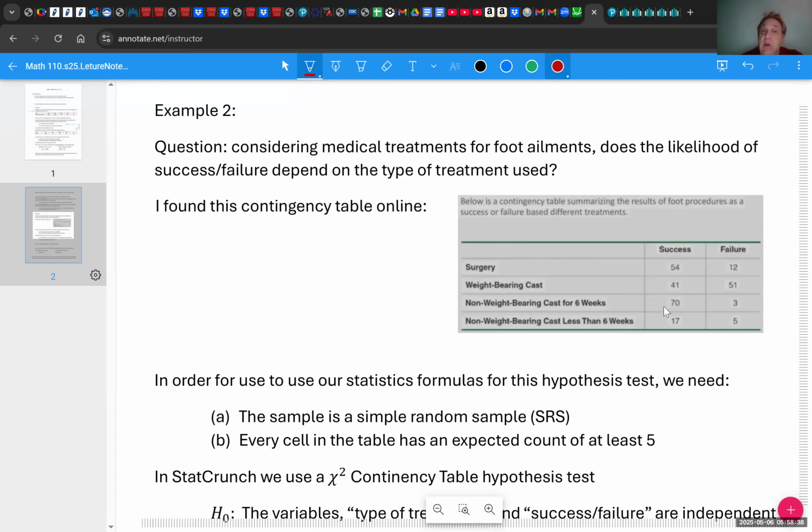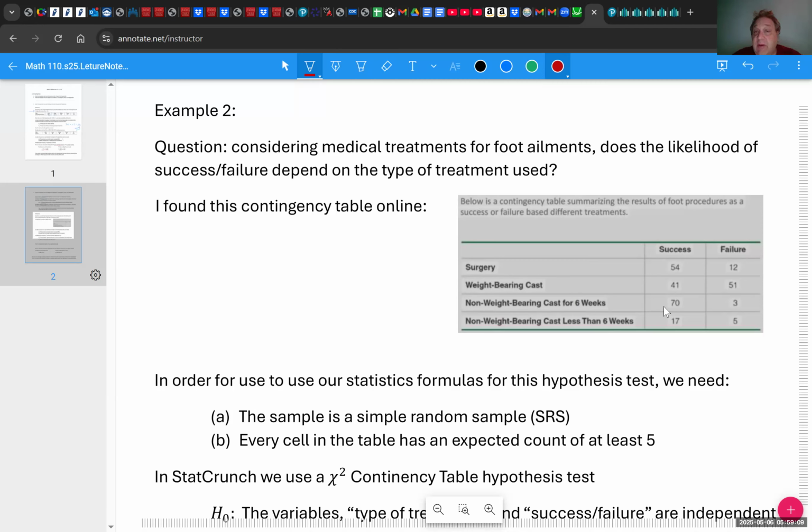And so there's a question I have, for example two: considering medical treatments for foot ailments, does the likelihood of success or failure depend on the type of treatment used? Are there some treatments that are better? In other words, is the success or failure independent of the type of treatment, or does it depend on the type of treatment? So that's what we're trying to see, if they're independent or dependent.